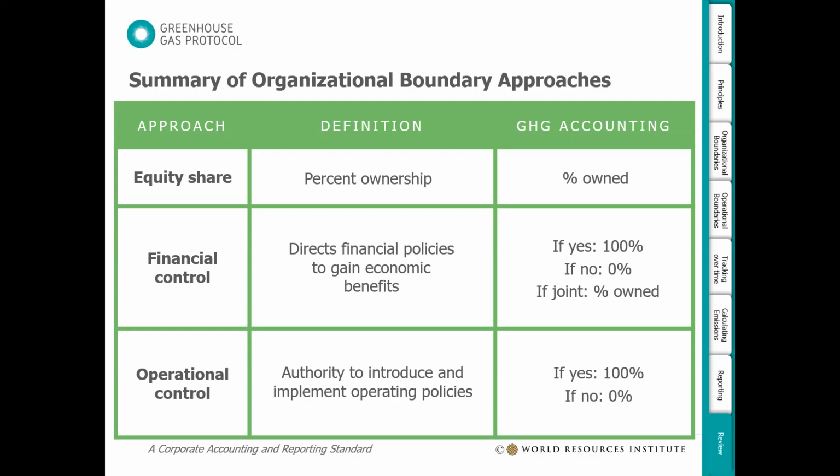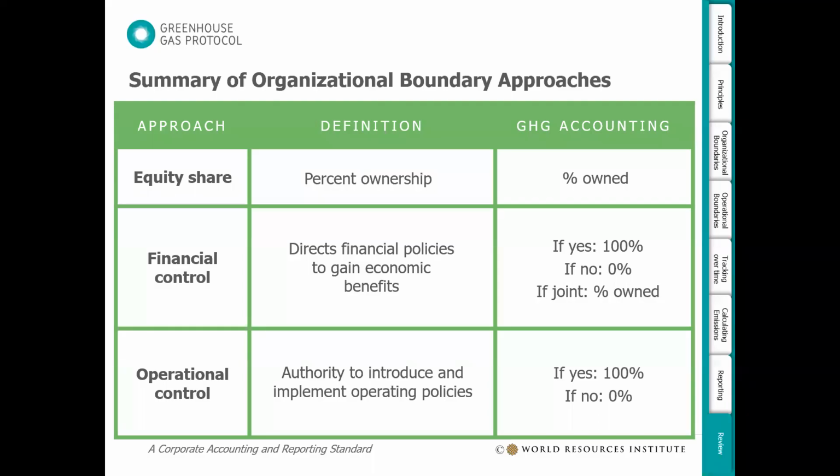So this slide recaps the various criteria for setting organizational boundaries. We have the equity share approach, under which organizations account for emissions according to the equity share they hold in the operation concerned. And there are two approaches based on control. If you remember, under either control approach, an organization accounts for 100% of the emissions from operations over which it has control. And control can be defined in one of two ways: financial control and operational control.